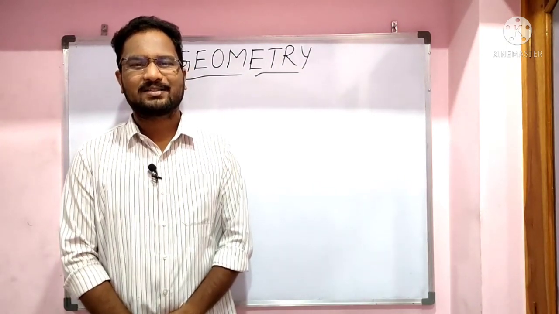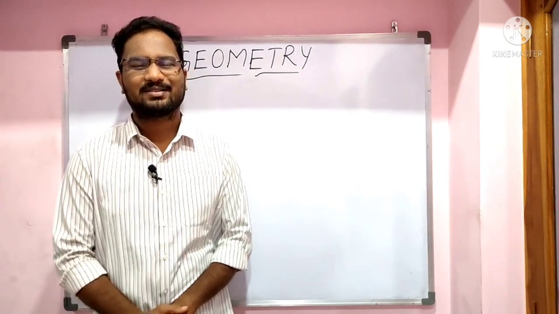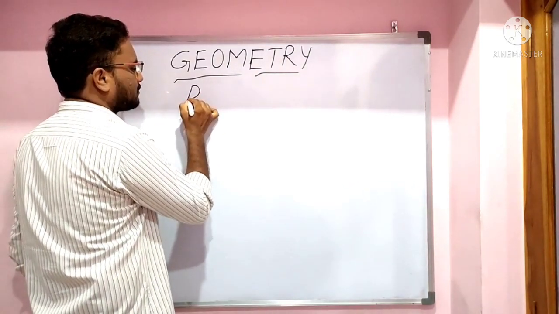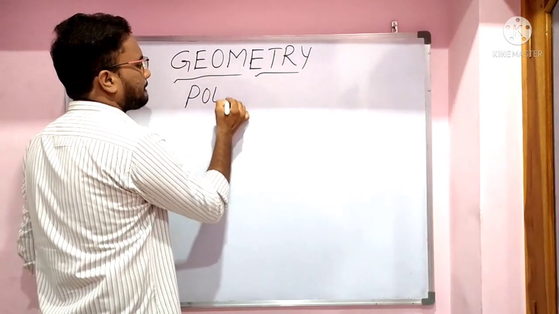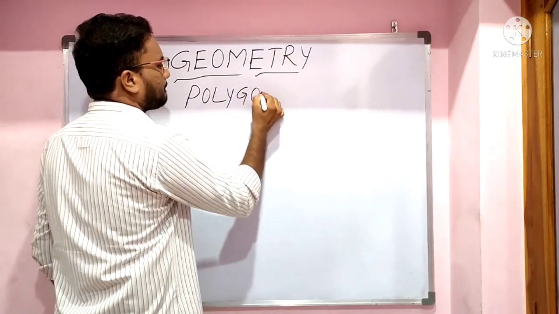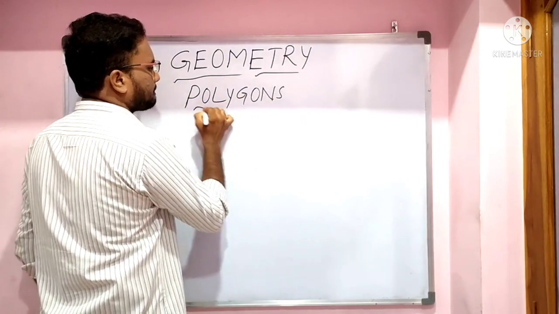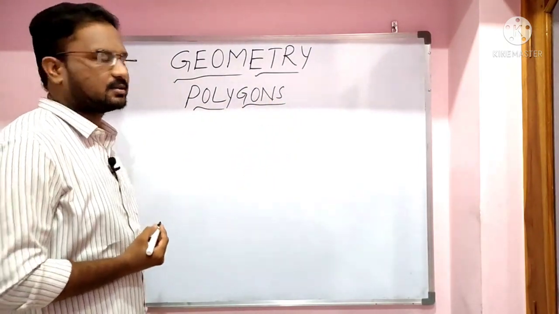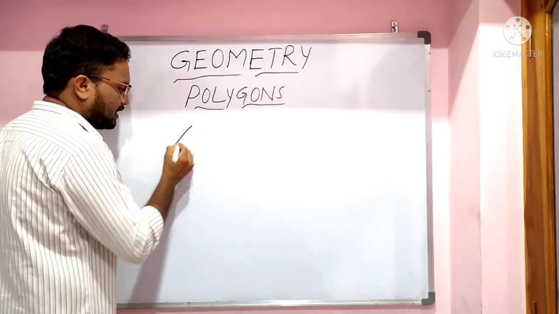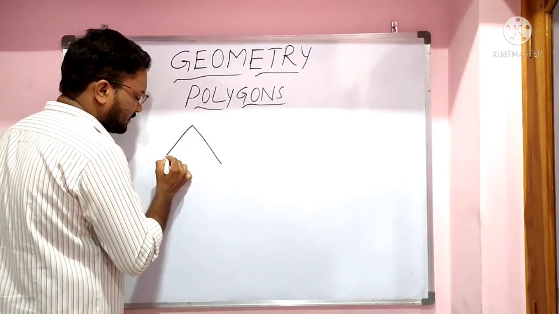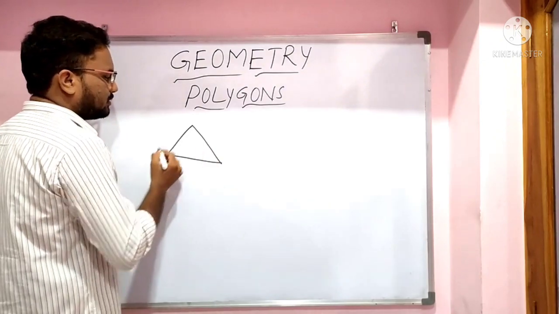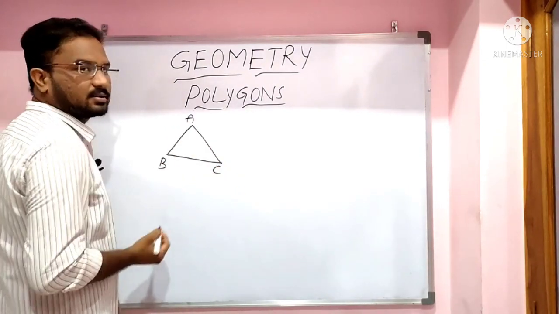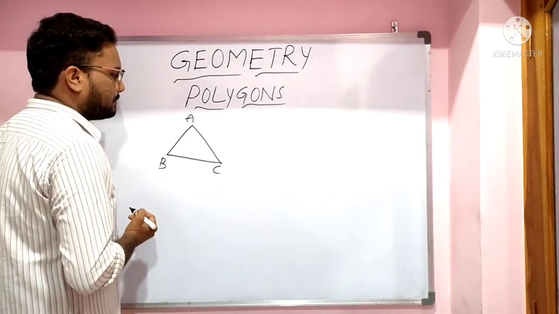Today we will discuss our next topic in geometry, that is polygons. So, what is a polygon? It is a plane enclosed figure formed by three or more than three straight lines. It is called a polygon.